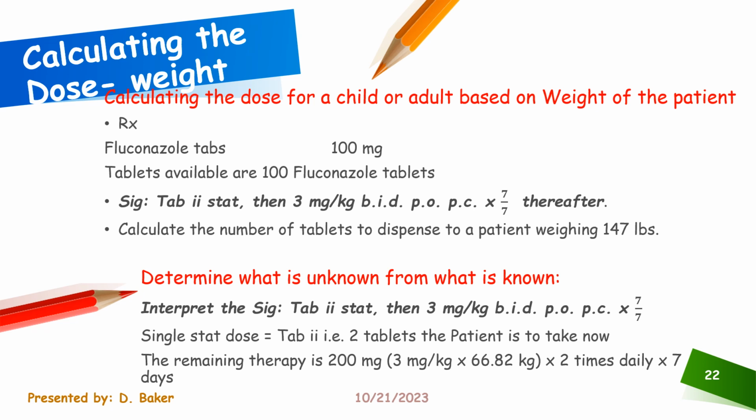So in this case, we have 100 milligram tablets available. The patient is going to be taking 2 tablets per dose. So in terms of units, you're looking at 2 tablets per dose. And then in terms of the frequency, that is BID, or twice per day. And the total duration for the treatment is 7 days.